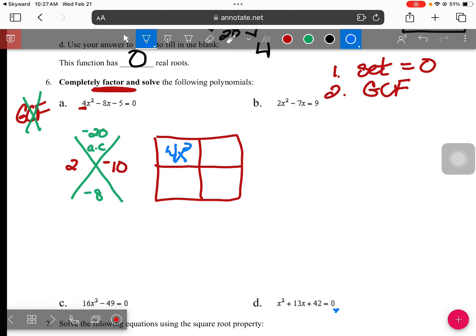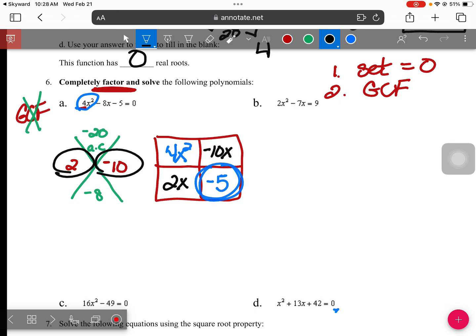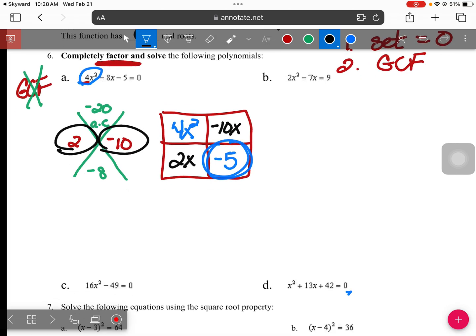4x squared. It's that whole first term. What about in this last box? Negative 5. The last term goes with the last box. And in the middle? Well, it's 2x and -10x, right? It's as they are, multiplied with an x.